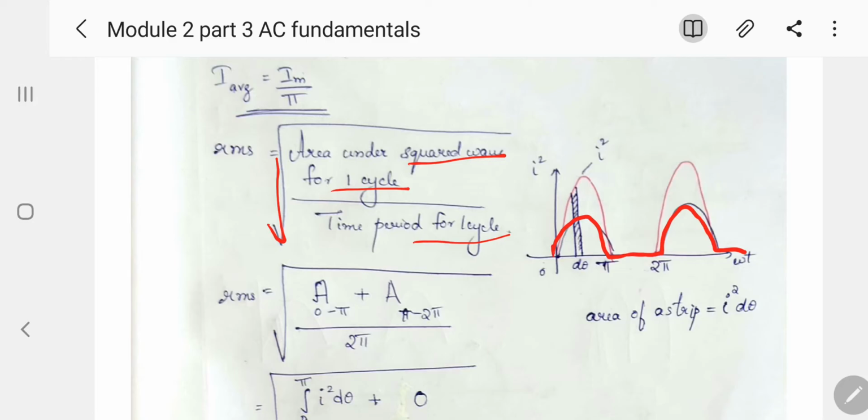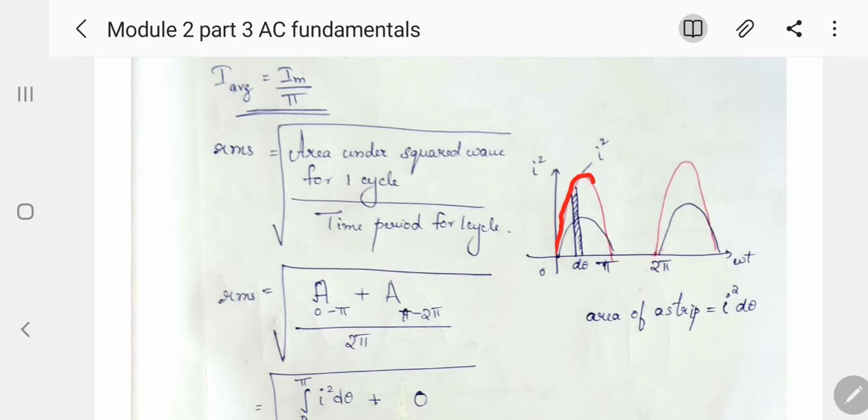What will happen if I am squaring this positive curve? Another positive curve will come, which is not sinusoidal, and if you are squaring 0, you get 0 itself. So this red colored waveform is our new waveform, and we are going to find the RMS value using this waveform. So where is the cycle? From where to where is the cycle?